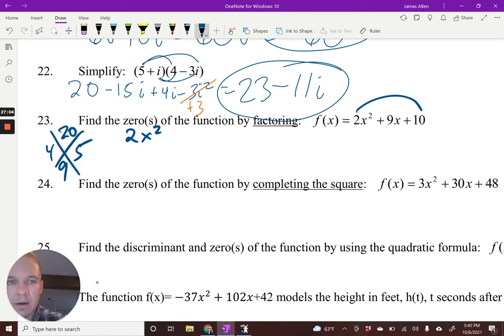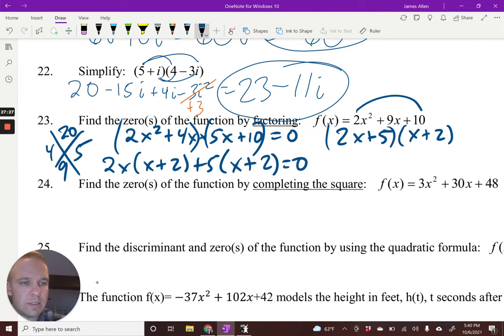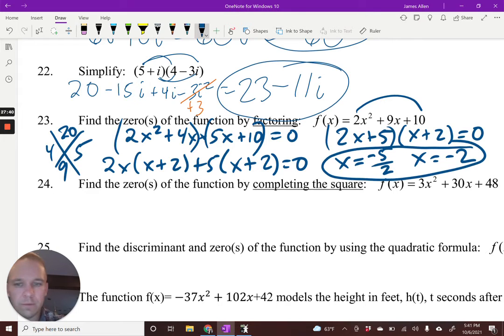We got 2x squared plus 4x plus 5x plus 10 equals 0. So group them. And I've got 2x times x plus 2, and then I've got 5 times x plus 2. So I get 2x plus 5 as one factor, and then x plus 2 as the other factor. So I'm just going to go right to it. X is going to equal, it's asking for the zeros, so I can write it in this way. Only if it's the x-intercepts do you want an ordered pair here. And that's going to be negative 2. Wonderful.